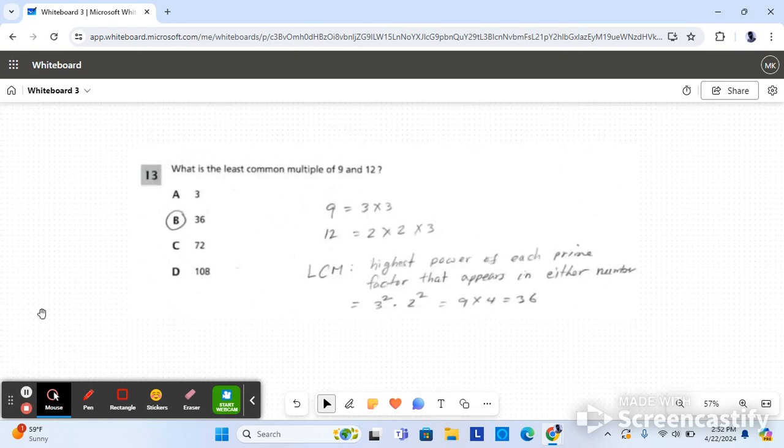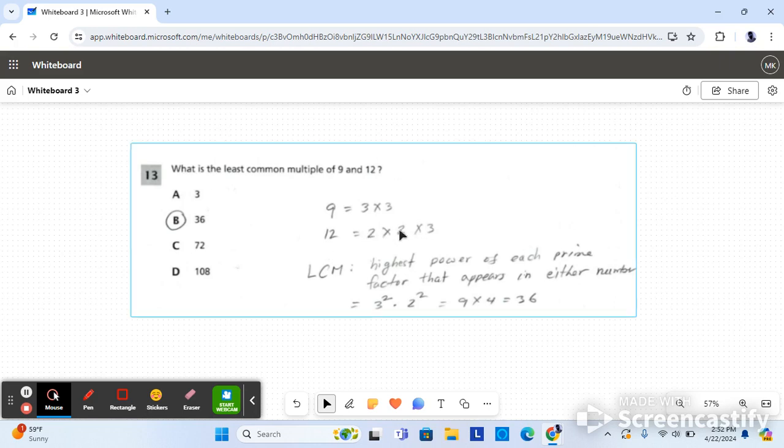I'm sorry. For question 13, it says, what is the least common multiple of 9 and 12? So you can do 9 equals 3 times 3, and 12 equals 2 times 2 times 3. And this is a very complicated way to do it, but I suggest just doing guess and check. So you have to do 3. 3 is not a common multiple. It is a common factor, but it's not a common multiple, so A is not the correct answer.